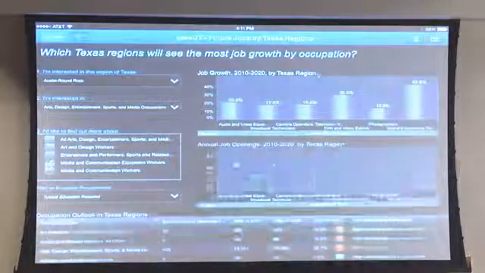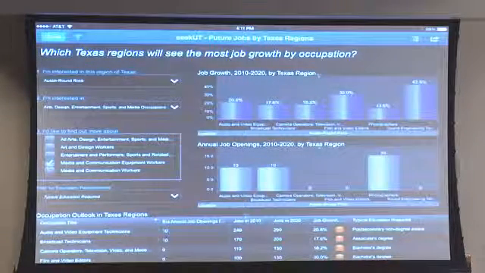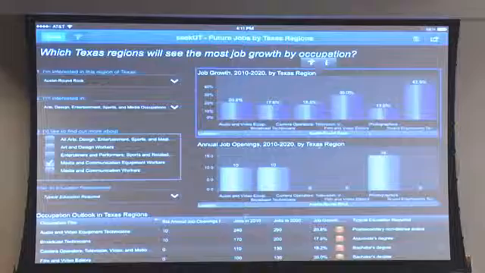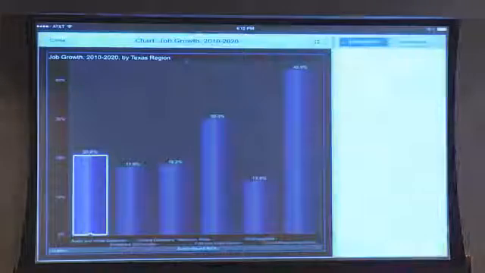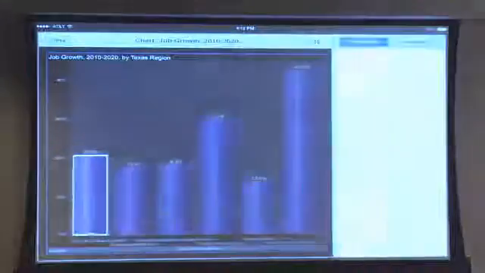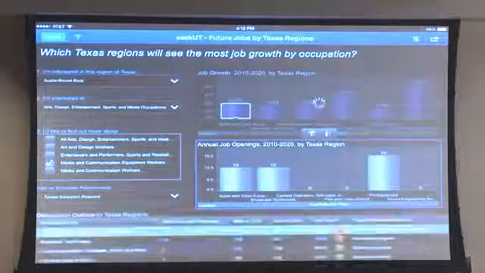Okay, so I picked Austin, I picked art and design, and I picked media and communication equipment workers. And then we're going to now look at the job growth. And here we go. Audio and video equipment is projected to be a 20% job growth in the Austin area by 2020. And the 2022 data are out with the BLS, and we'll be updating that shortly.